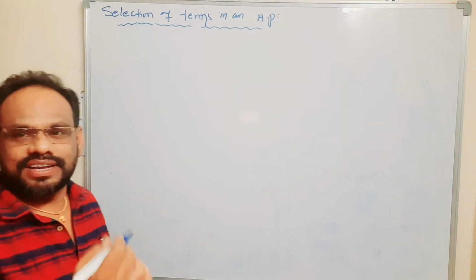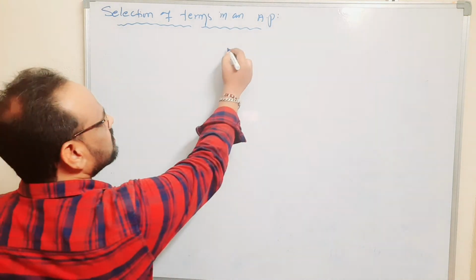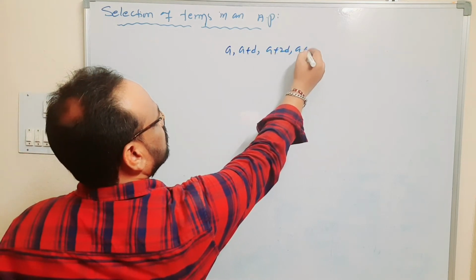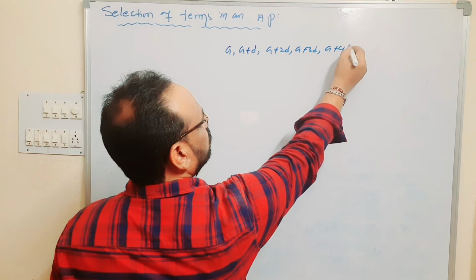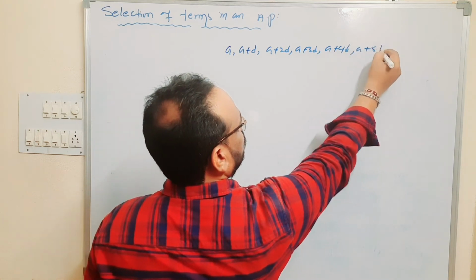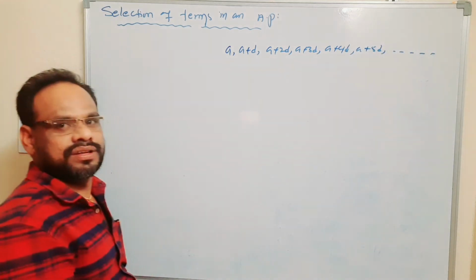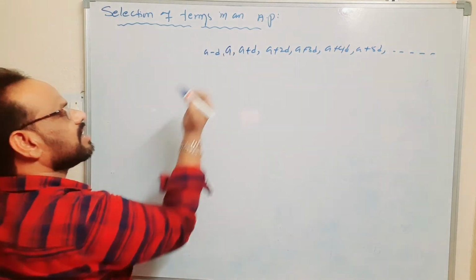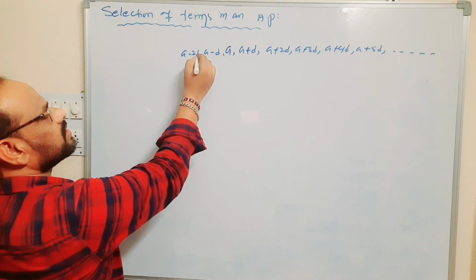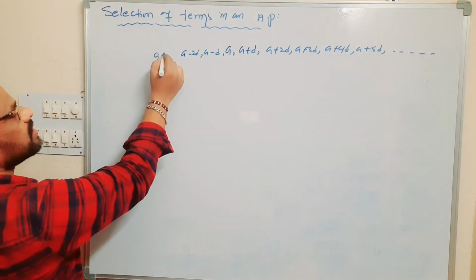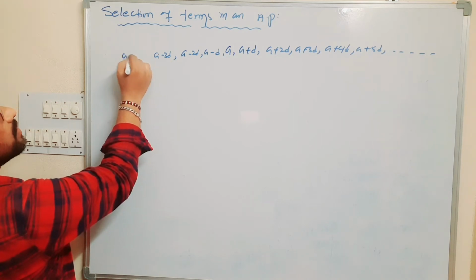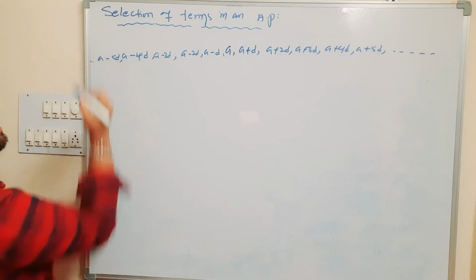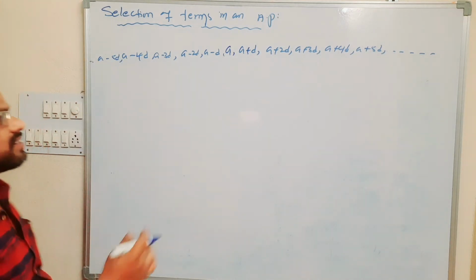We know that the general form of an arithmetic progression is a, a plus d, a plus 2d, a plus 3d, a plus 4d, a plus 5d, and so on. Observe here, the term before a is a minus d. The term before that is a minus 2d, before that a minus 3d, before that a minus 4d, before that a minus 5d, and so on. Okay, how to select the number of terms?